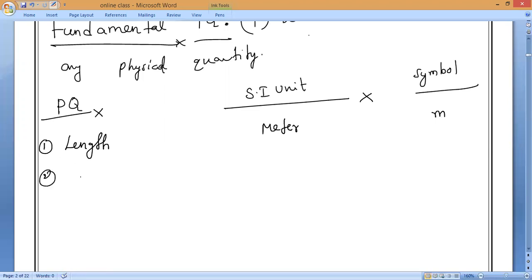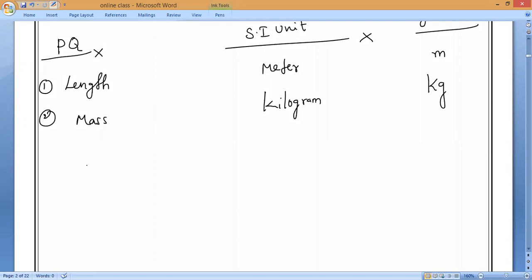Next, the second fundamental physical quantity is mass. What is the SI unit of mass? Kilogram, and the symbol is kg, capital K, small g. Next physical quantity is time. Write it, please. Time, and the unit of time we all know. What is that? Second, and the symbol is s.